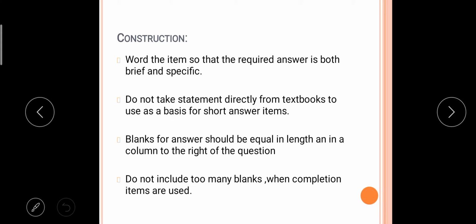Next is construction, like how to prepare short answer type. What are the points you have to keep in your mind? Word the item so that the required answer is both brief and specific. Do not take statements directly from the textbook. To use as a basis for the short answer item, blanks for the answer should be equal in length and in a column to the right of the question, and do not include too many blanks when completion items are used.